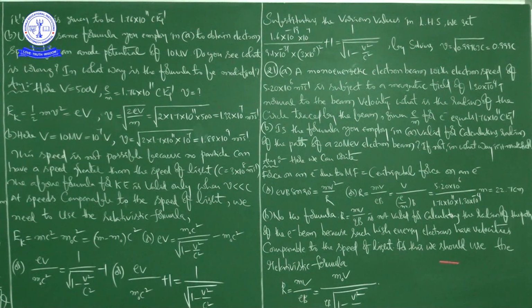So for this we should use the relativistic formula. That is, in place of m we have to write m naught by square root of 1 minus v square by c square. This is the formula we have to use to calculate for this much energy, that is 20 million electron volts for an electron beam.